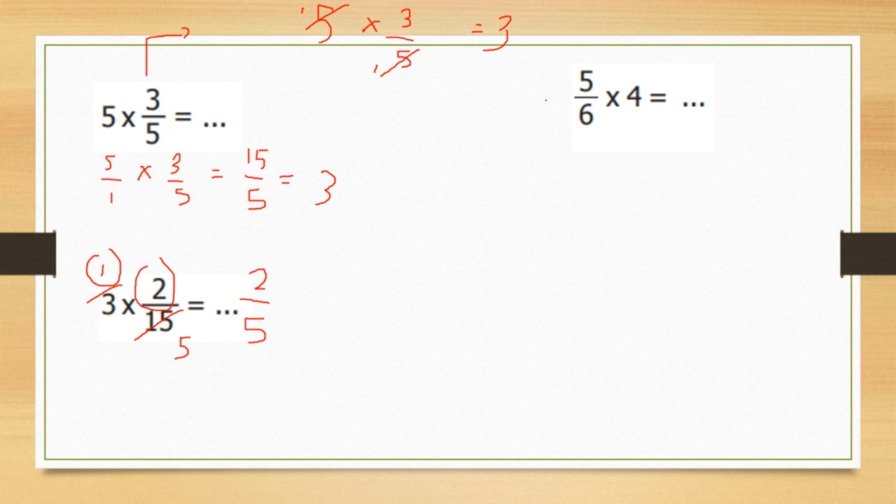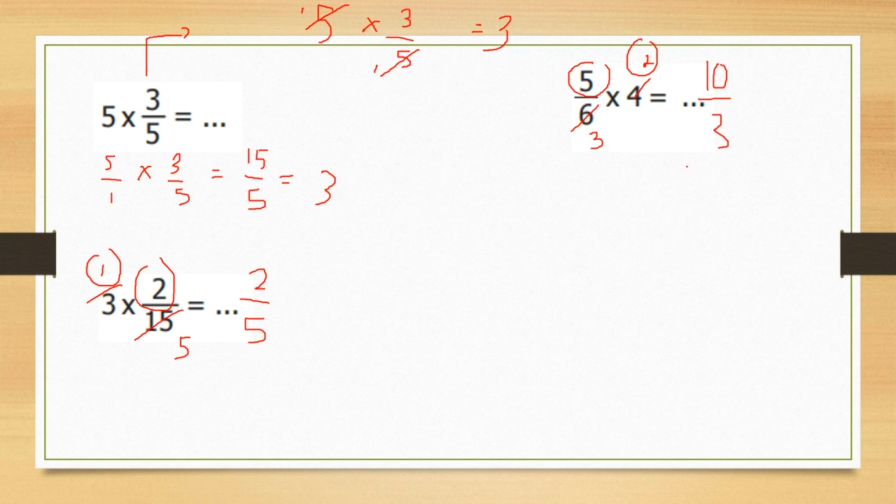Next, how about 5 out of 6 times 4? You may use the cancellation method between 4 and 6, so you divide both by 2. 4 divided by 2 equals 2. 6 divided by 2 equals 3. So multiply the top numbers. 5 times 2 equals 10 out of 3.